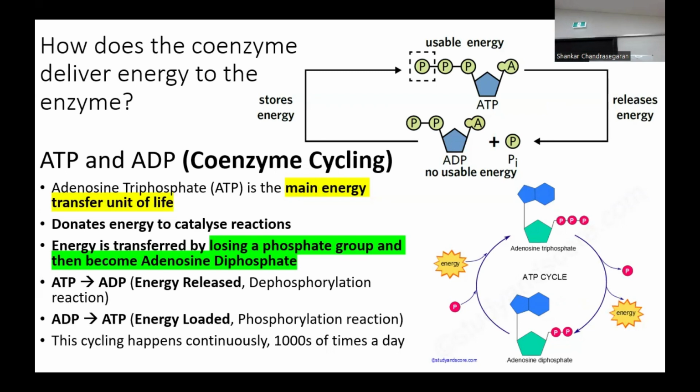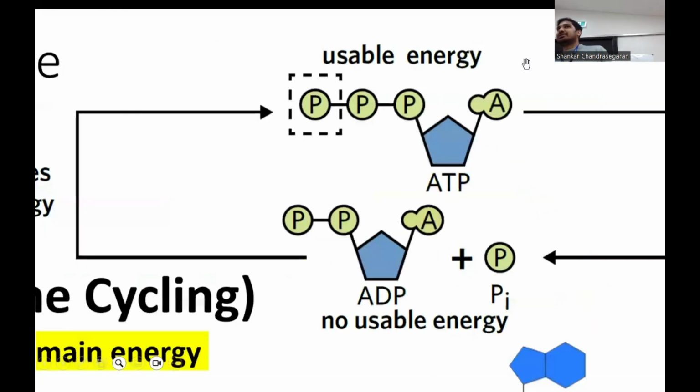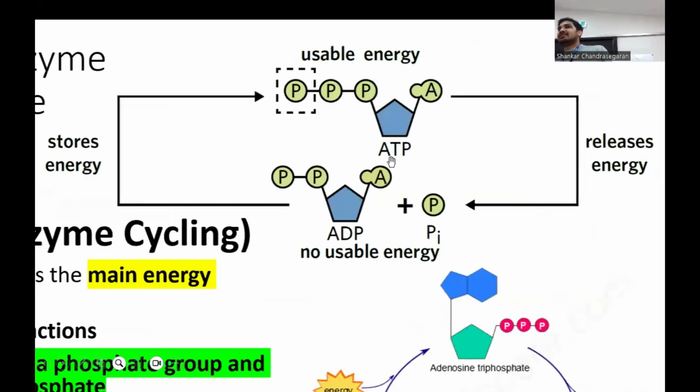So that coenzyme, that ATP molecule, donates the energy required for an enzyme to catalyze a reaction. And this is transferred by losing a phosphate group, thus causing it to become adenosine diphosphate. So essentially what the molecule looks like is this, right? So this is what the molecule looks like when it's charged. It's called ATP, adenosine triphosphate, because there's 3 phosphates. And that's when it has the energy ready to be used.